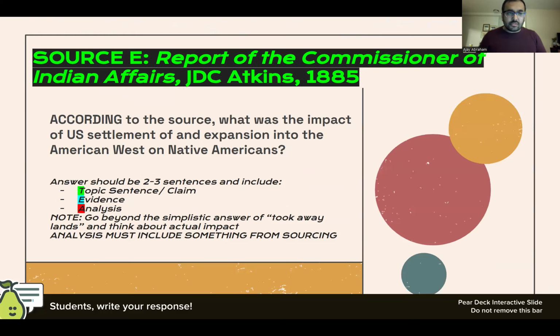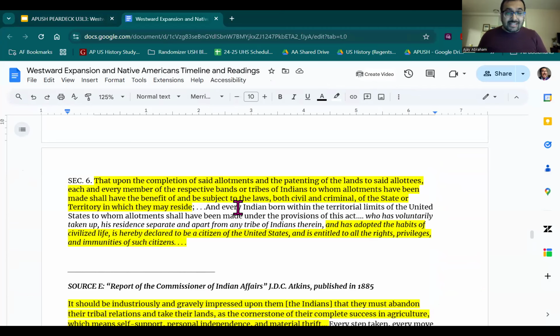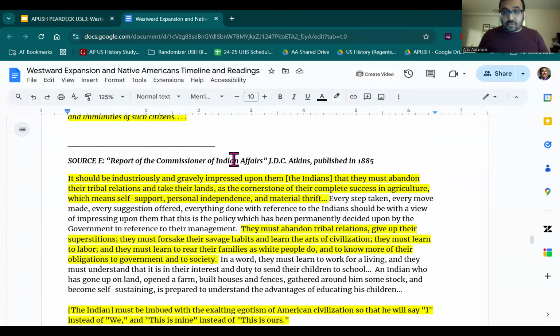So if we go then to source E in your readings document, what you see is a commissioner of Indian Affairs. Okay, that is J.D.C. Atkins. So that means he is a U.S. government agent. He is white, and he is the U.S. government representative to Native Americans in this particular reservation. This was published in 1885. So one thing that'd be helpful if you were doing sourcing, for instance, is noticing that this is 2 years before the Dawes Act passes. Okay.